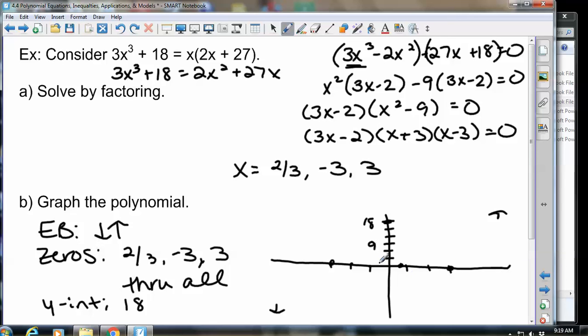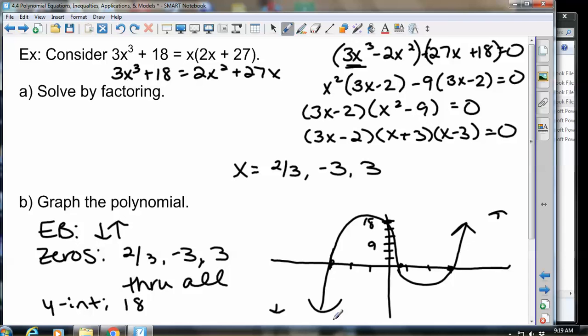Okay. So starting, go through all of them. Okay, the y-intercept, come down, go through. What's your next one? So our graph looks something like that. Can you explain that end behavior?